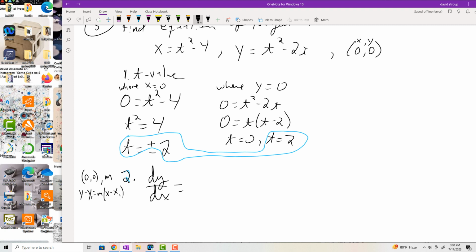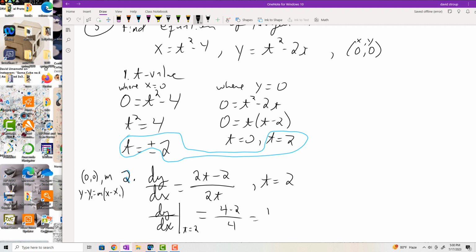And in this parametric setting, I take the derivative of y with respect to t. That'll be 2t minus 2 all over the derivative of x with respect to t, which is just 2t. And I know my t value is 2, so I need to evaluate this thing at that value. And so that will be 4 minus 2 all over 4, which is 2 over 4, which is 1/2.